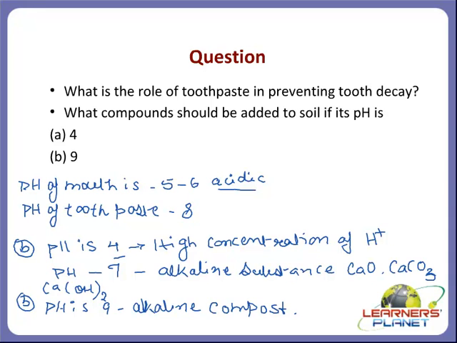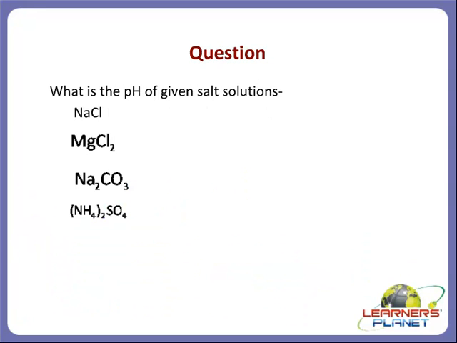Clear? So when the pH is in the acidic range, calcium carbonate, calcium oxide or calcium hydroxide should be added, whereas when the pH is in the alkaline range, what should be added is decaying organic matter or compost, which releases H+ ions. Right? Now let's take up our next question, children. What is the pH of given salt solutions?